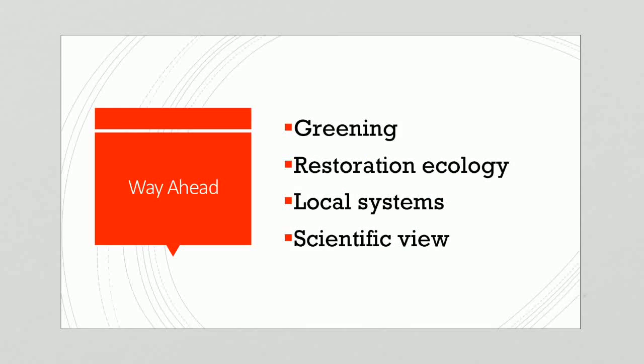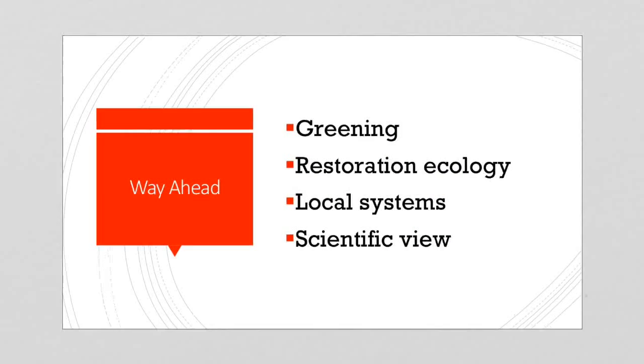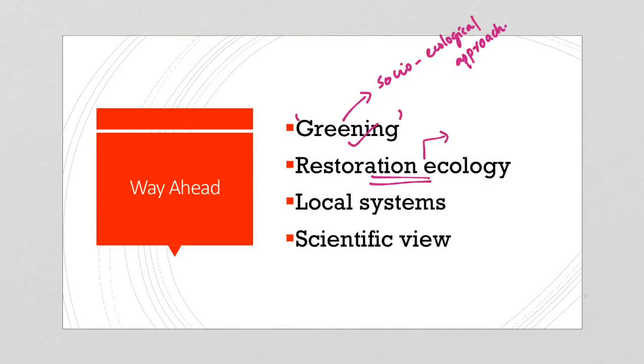Now what is the way ahead? More than afforestation, the term greening should be given more focus. Greening refers to a socio-ecological approach that will treat the entire ecosystem. Moreover, a holistic approach must be adopted, that means a restoration ecology approach. It should include the grasslands, the streams, mixed scrub, agroforestry, etc.